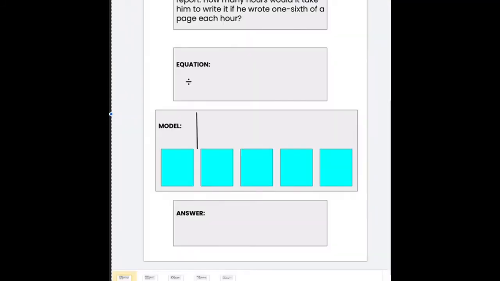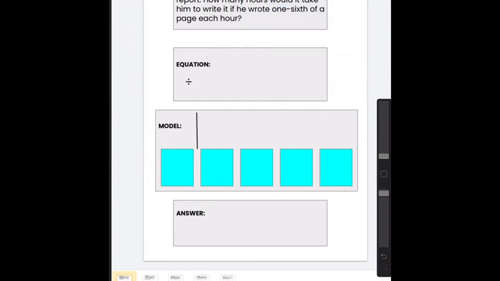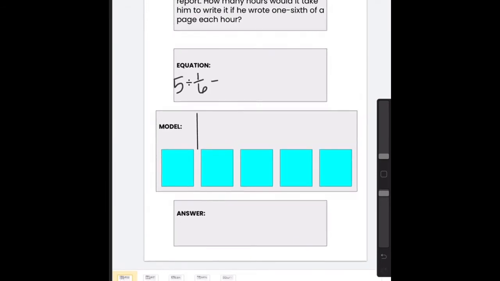So here's problem number 1. This actually might be problem number 2. I can't remember. Cody had to write 5 pages for a book report. How many hours will it take him to write if he writes 1/6 of the page each hour? So my equation, 5 pages, 1, 2, 3, 4, 5, are being split into 1/6. So here's my equation. So now I'm going to take my line and copy and paste it, or draw your new lines, but I need to split each one of these pages into 6.